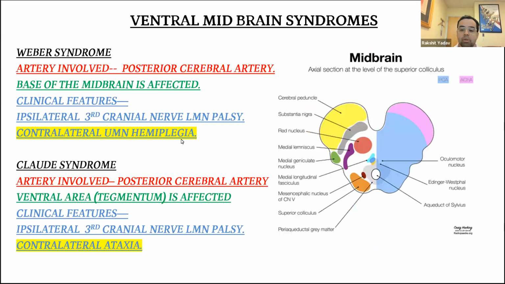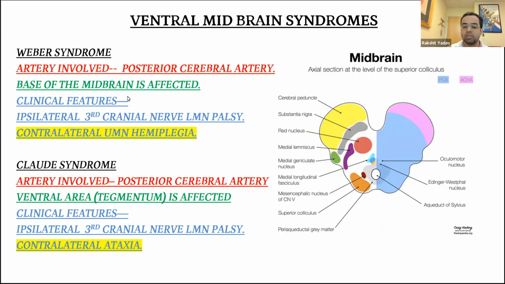So this was just an example. Now I'll classify all the syndromes for you. So first one is the Weber syndrome. This is a part of midbrain syndrome. So Weber syndrome, the area of brain affected is base of the midbrain, and the artery involved is posterior cerebral artery, as we just studied.